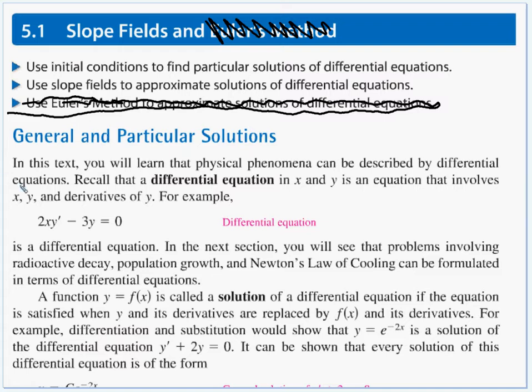And the book goes on to say, in this text, you're going to learn different physical phenomena can be described by differential equations. Recall that a differential equation in x and y is an equation that involves an x and a y and the derivatives of y. For example, here we've got 2x times y prime minus 3y equals 0. It has x's, it has y's, it even has a y prime in it. So that's a differential equation. In the next section, you'll see that problems involving radioactive decay, population growth, and Newton's law of cooling can be formulated in terms of differential equations.